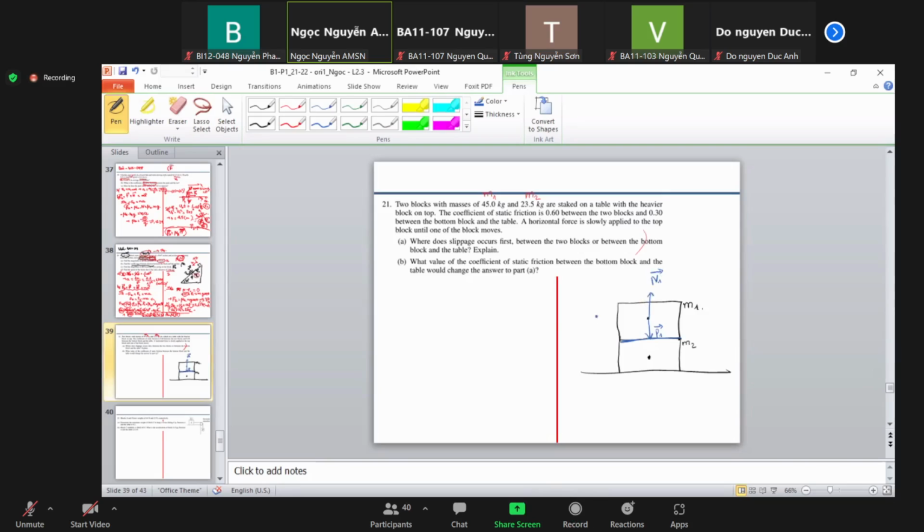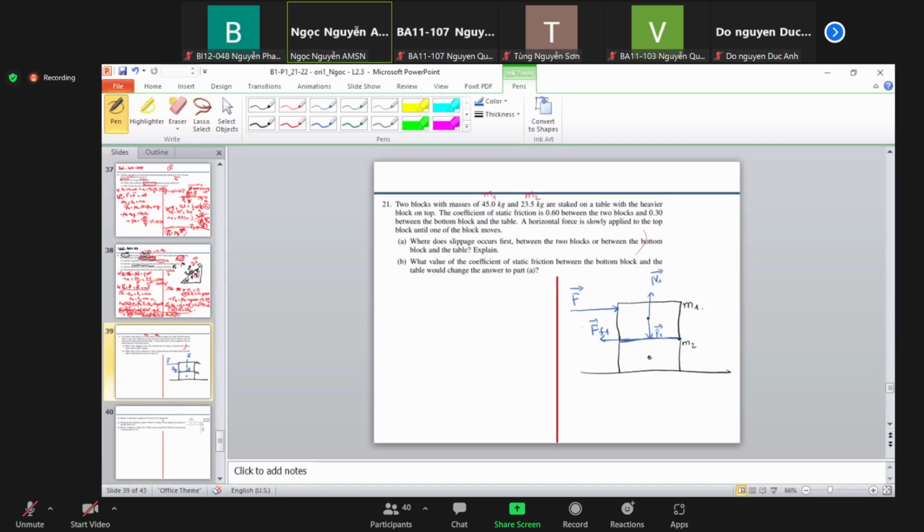Okay, and because the force acting on both objects have these directions, you will have the friction force here. So I will call it F friction 1. Okay, it's okay. So now to the M2.